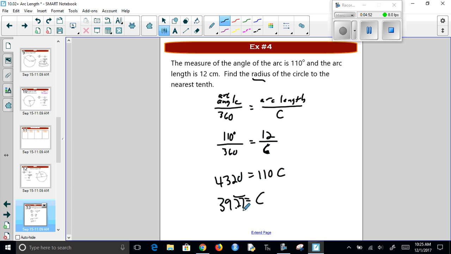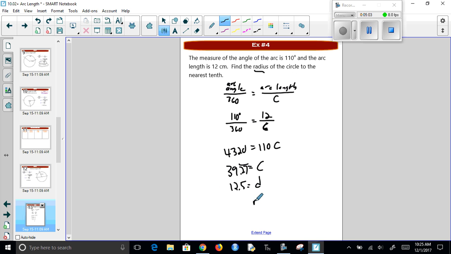Now, if I know my circumference, I'm still not done because I want to find my radius. So the first thing I do is divide by pi to find my diameter, and I got about 12.5. And if that's my diameter, I just have to cut that in half to get my radius, 6.25. All right, hopefully you can finish the rest of the problems based on that.